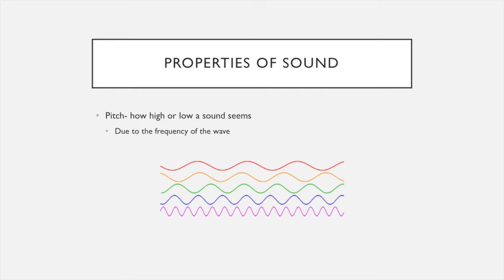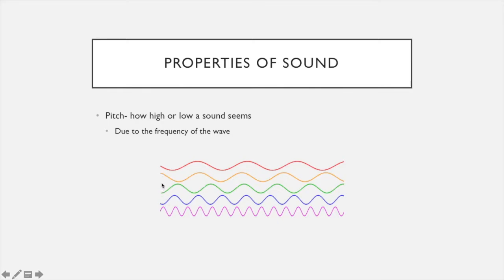But you guys know what I'm getting at, right? High pitch or low pitch. So where does that come from? Well, it turns out that it comes from the frequency of the wave. Remember, frequency is how many wave cycles occur per second. So this red wave here is very low frequency. The purple wave down here is very high frequency.